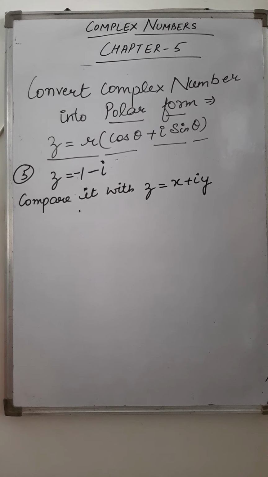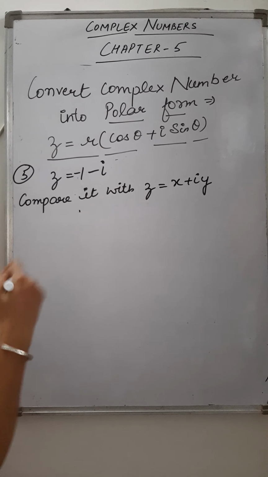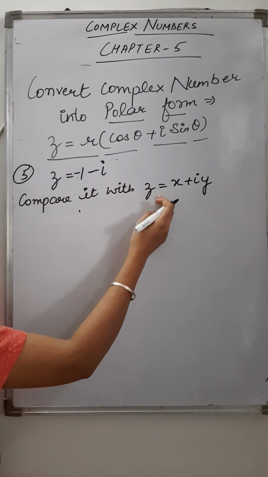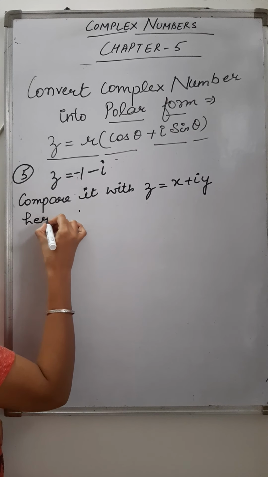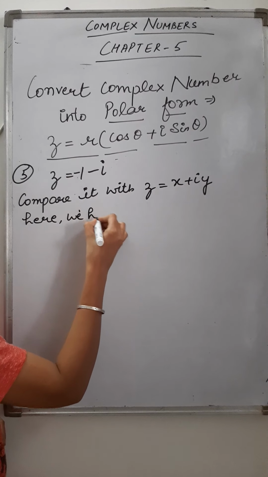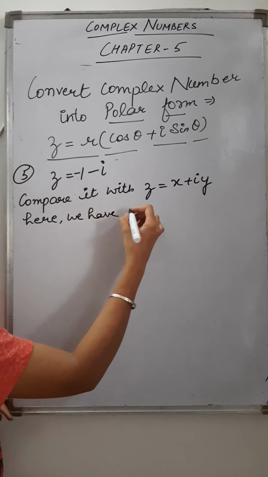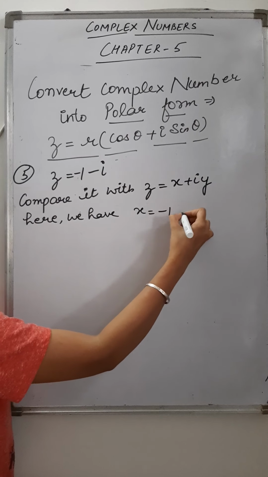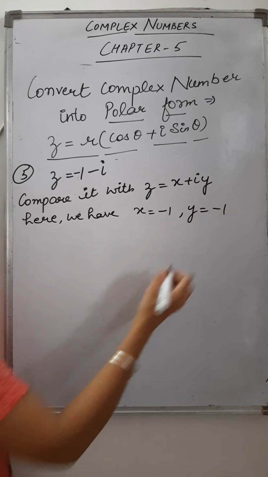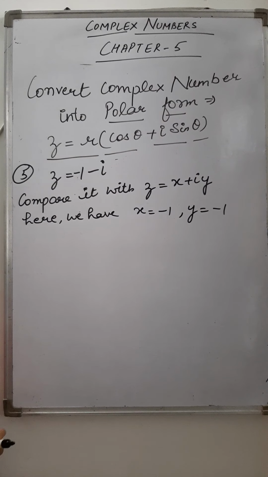Now see the next question. z is equals to minus 1 minus iota. Compare it with z is equals to x plus iota y. Here we have x is equals to minus 1 and y is equals to also minus 1. Both are negative, real part and imaginary parts.